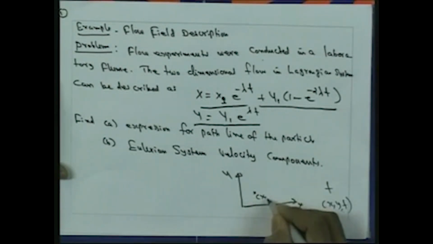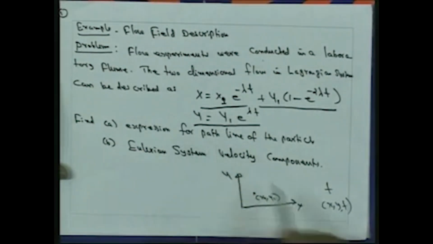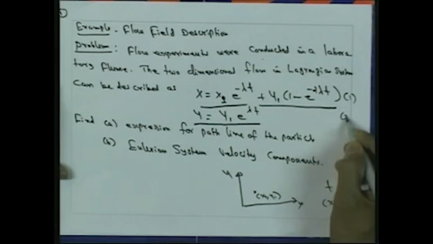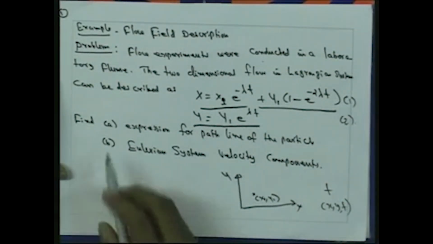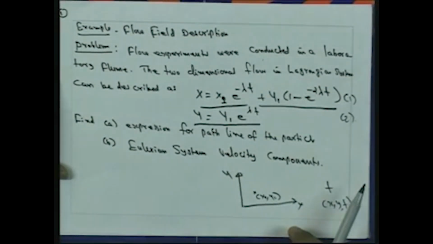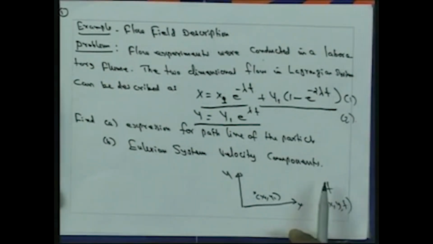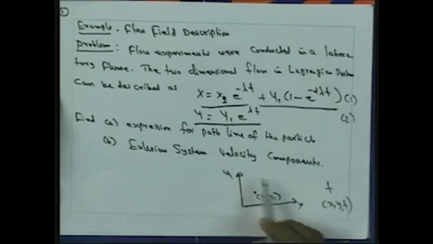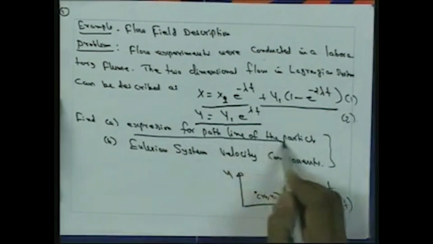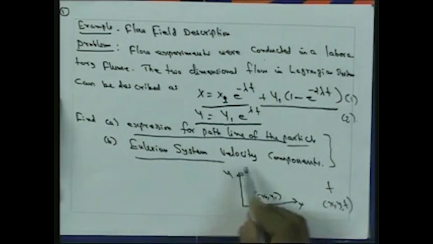So this is x1, y1, and the variation of x and y with respect to time t is given by equation number 1 and equation number 2. We want to find an expression for the path line of the particle with respect to this Lagrangian system, and then we want to determine the corresponding velocity components in the Eulerian system. So this we can solve.